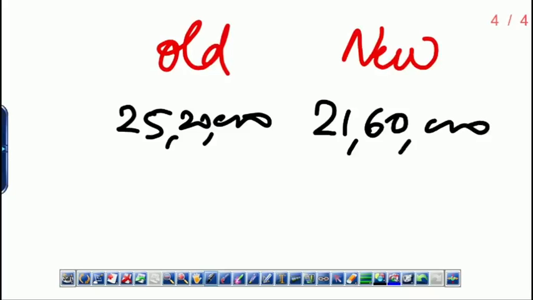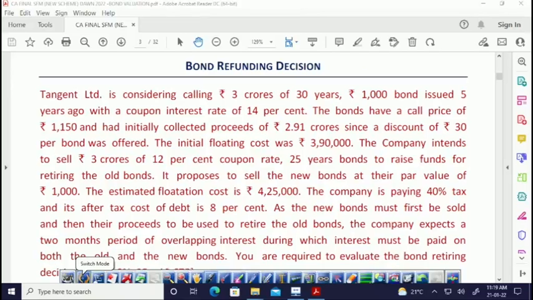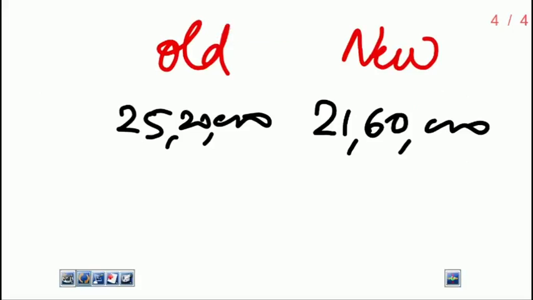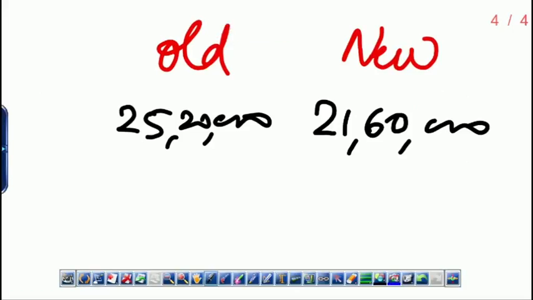Now, the annual tax savings. On the old bond, it is 9 lakh plus 3.90, which is 12 lakh 90,000 divided by 30, the whole into 0.4. This is 17,200. And this is not double counting. Sir, you already took it over there. No, this is the annual tax shield.